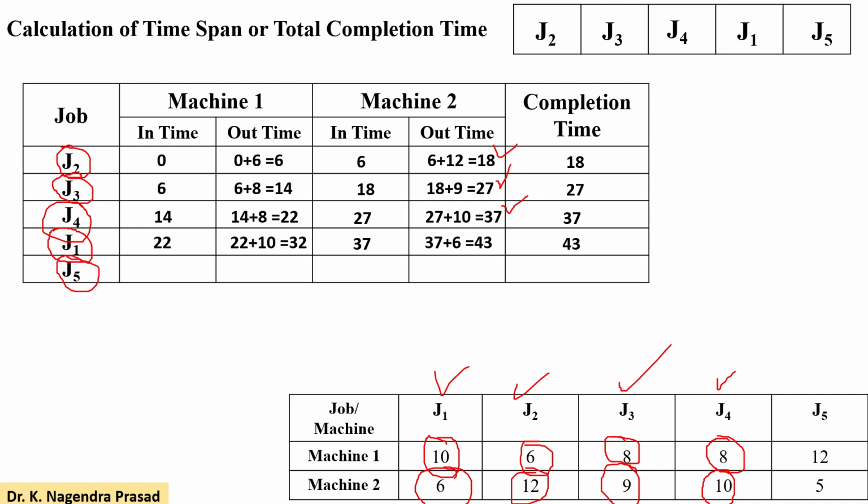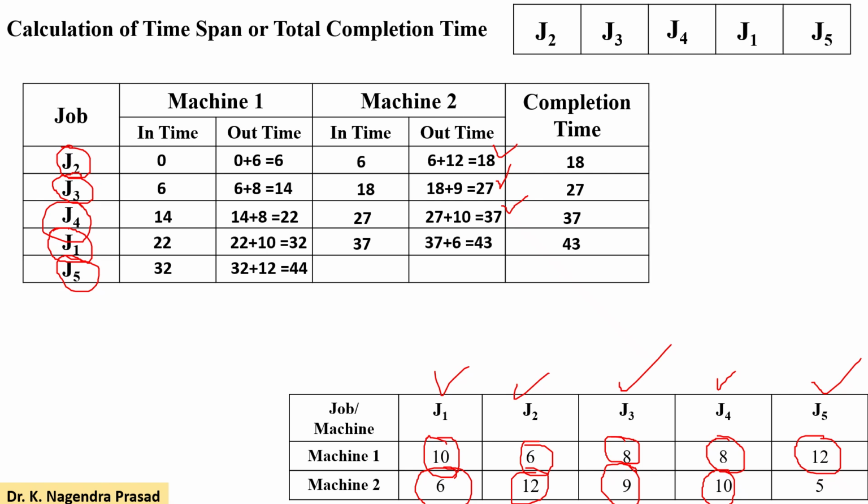So next we have to look at the last job, that is J5. So here in time of job J5 on machine 1 is 32, because up to 32 hours machine 1 is engaged with the previous job, that is job J1. So in time of job J5 on machine 1 is 32, and processing time for job J5 on machine 1 is 12. Then out time will become 32 plus 12, which is equal to 42.